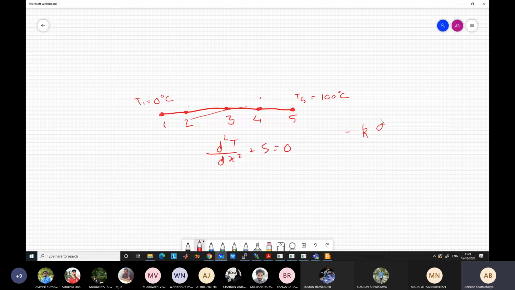Okay, this one. So I can just write it as minus k (T4 minus T2) by what is that? If each of these grid is delta x, so you can easily calculate what is delta x. So this will be 2 delta x. Okay, this will be the heat flux.